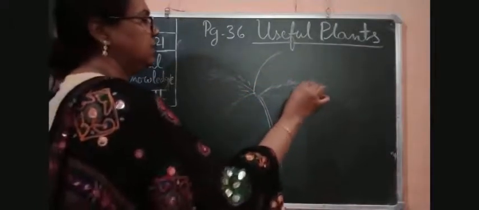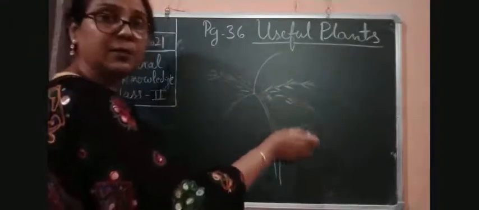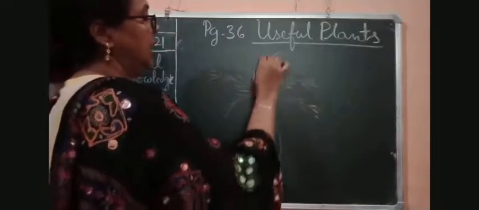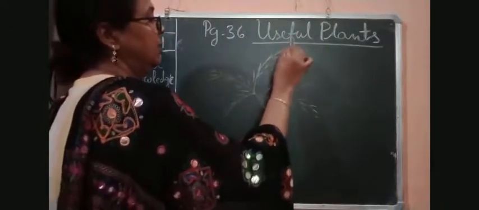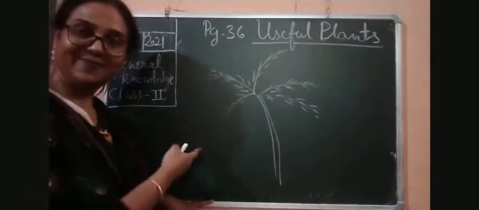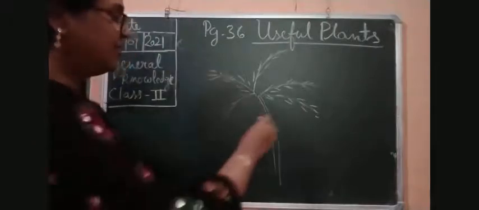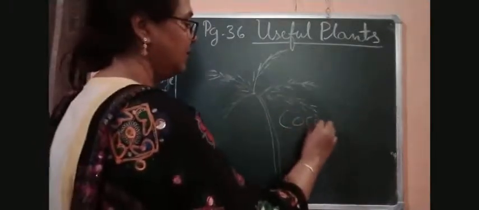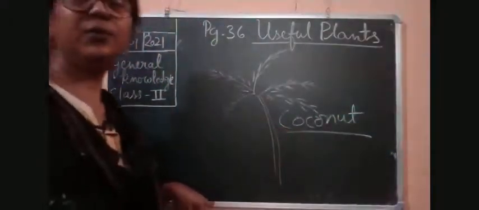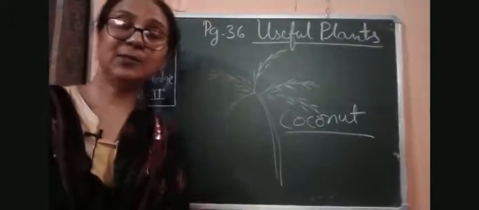As we have seen in our previous video, I showed you a picture, and the image I have shown is the same. So children, yesterday we discussed the coconut plant, and as we have seen, coconut is very useful for human beings as well as for animals also.